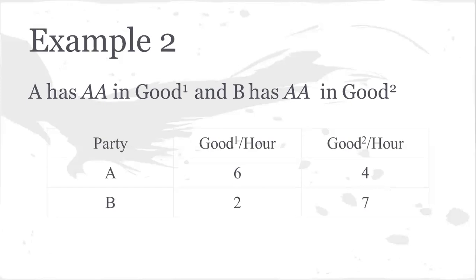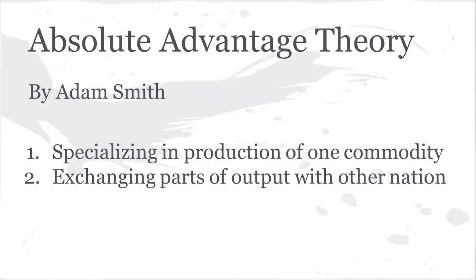So for one good, one party has an advantage, but for the second good, the other has the advantage. So it's a one-to-one situation. According to Adam Smith, the absolute advantage theory means specialization in the production of one commodity and exchanging parts of the output with another nation.